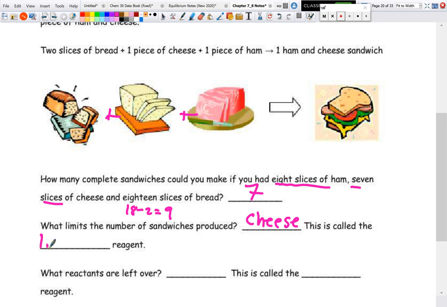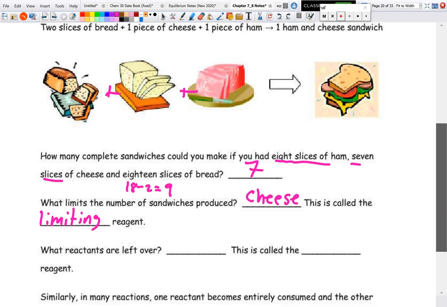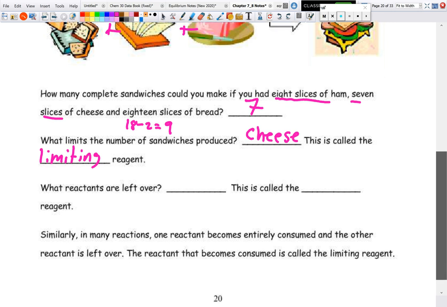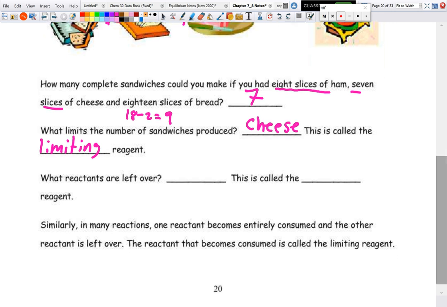So this is going to be called the limiting reagent, because as we're making stuff, this is going to get used up first. As soon as it's completely used up, we can no longer make our complete sandwiches. If this was a chemical reaction, as soon as it is used up, the reaction is going to stop, because one of the reactants is completely used up. In this analogy, the reactants that are left over, bread and ham, we are going to call the excess reagents, because there are more of them, so they are in excess.